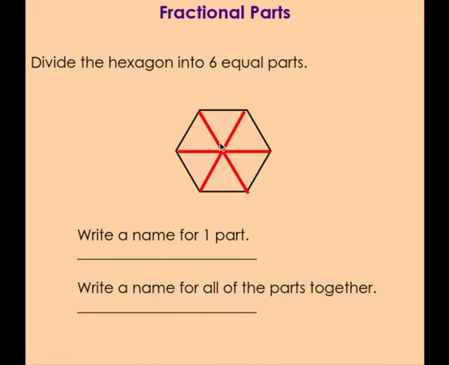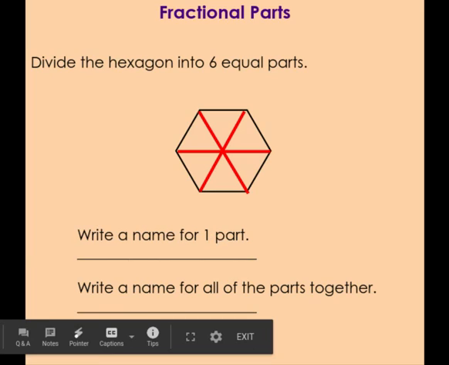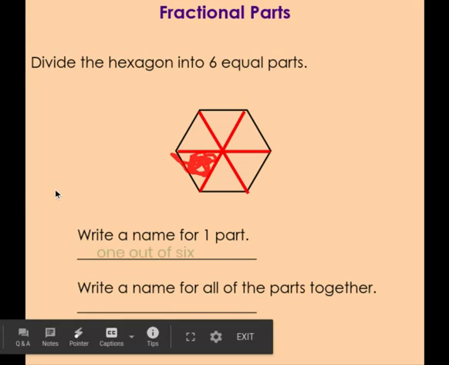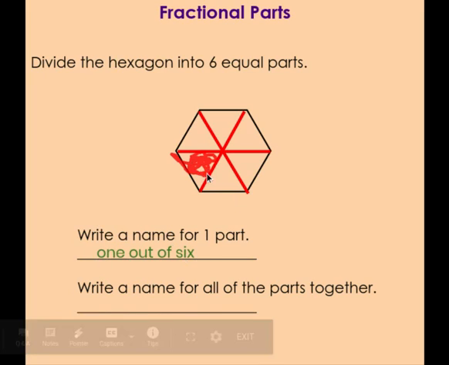Now let's count to make sure we have 6. 1, 2, 3, 4, 5, 6. Perfect, I have 6. So I need to write a name for one of my parts. If I'm only looking at one of my triangles colored in, I could say that one part is 1, and then I have to count all of my parts. There's 1 out of 1, 2, 3, 4, 5, 6. That's 1 out of 6.